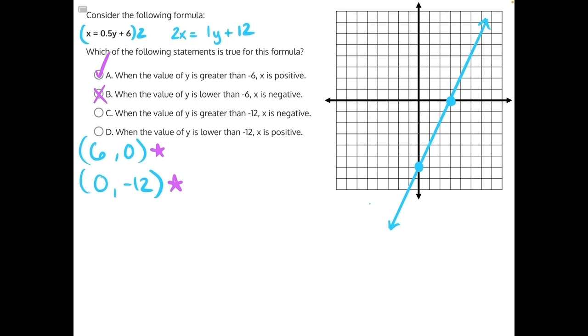C says when the value of y is greater than negative 12, so negative 12 and up, all of these values, that x is negative. All of these x values are positive. They're all on the right-hand side of the y-axis, so C is incorrect. D says when the value of y is lower than negative 12, in the opposite direction, x is positive. Again, now this is on the left side of the y-axis, which means all of the values are going to be negative for x, meaning this is incorrect, and answer choice A is our correct answer.